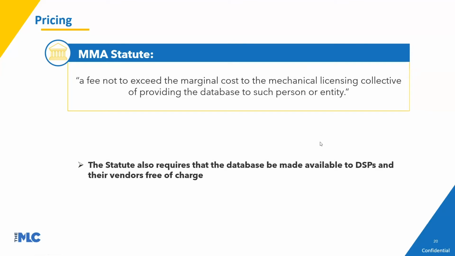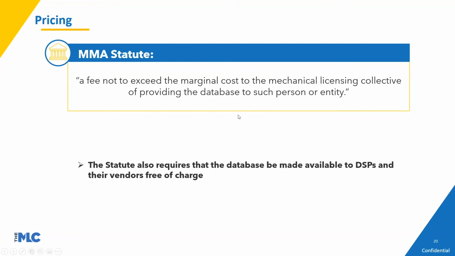So moving on to talk about availability. The MMA law requires that we charge a fee, but a fee not to exceed the marginal cost to the MLC of providing the database to anybody that wants it. I will talk in just a moment about what that fee is. But I also note for any DSPs that we have with us, DSPs and their vendors are able to get the database free of charge. So that's easy for them.